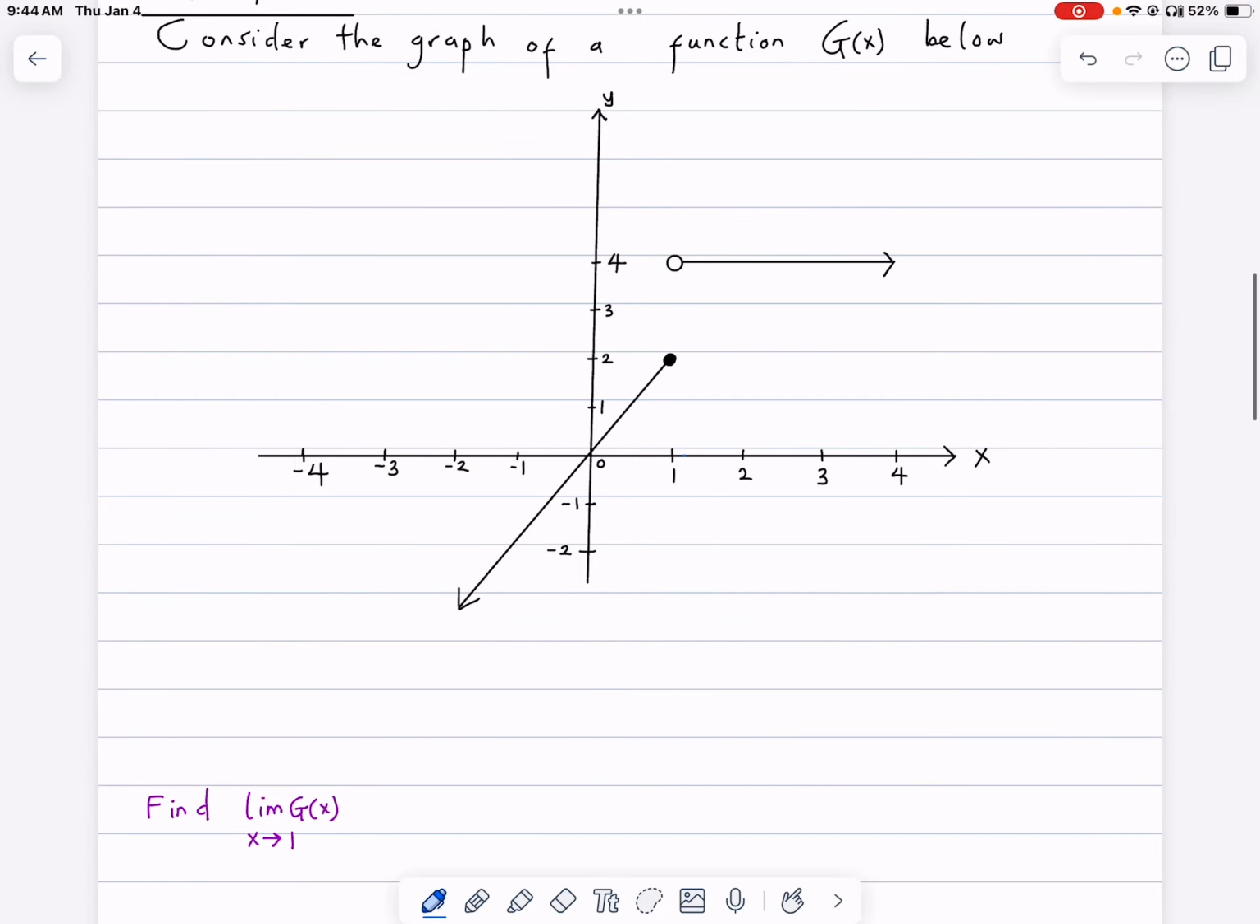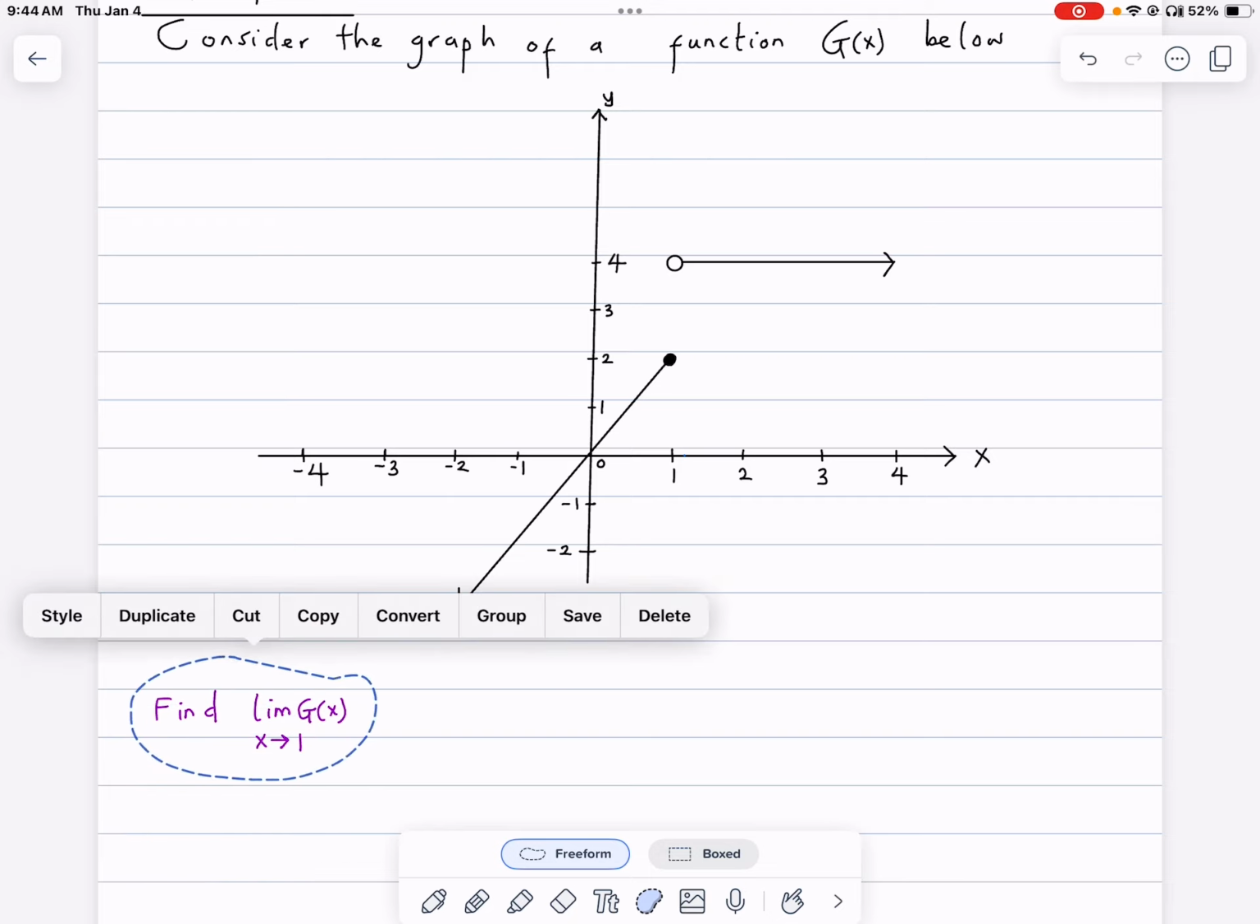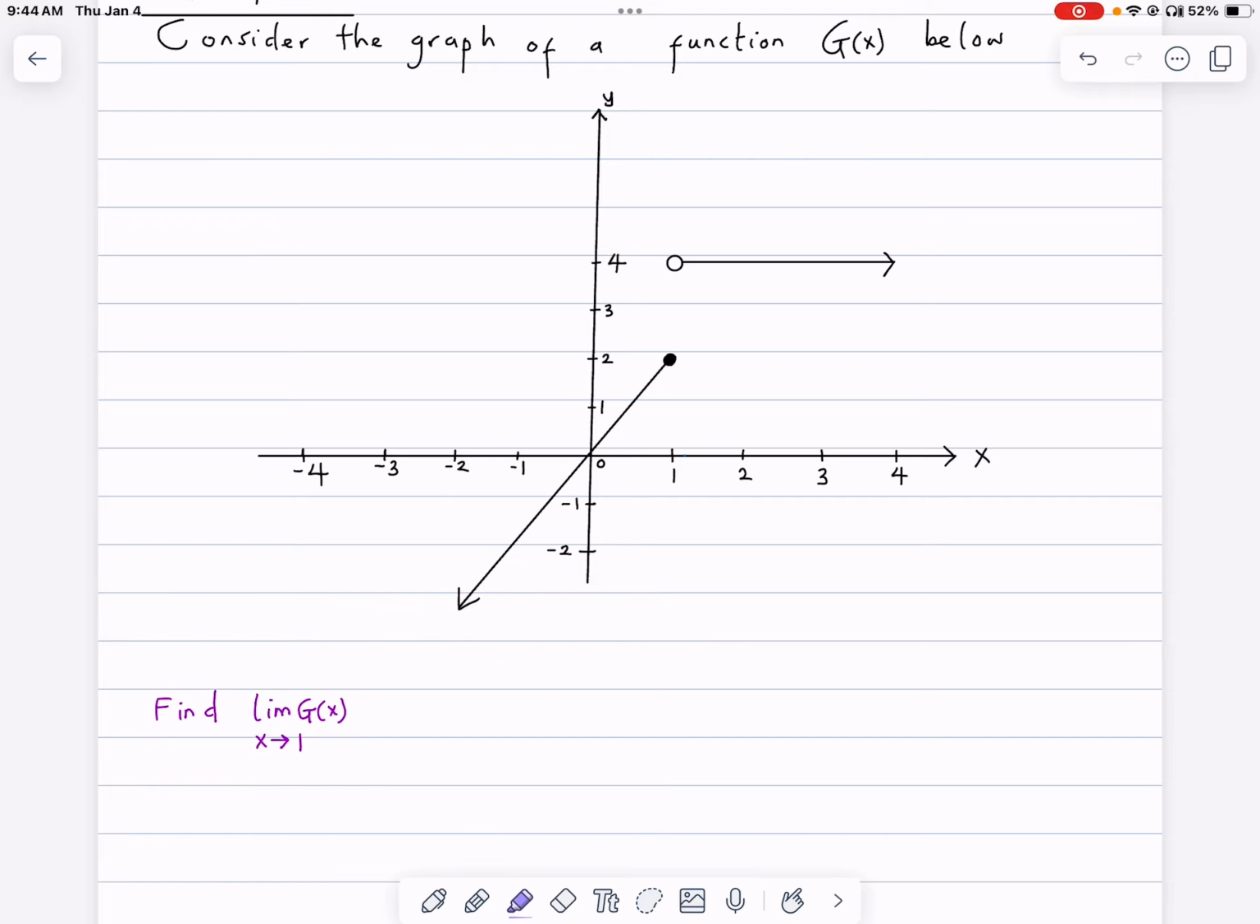For this example, we want to find the limits of the function. I want to find the limits of this function g of x as x approaches 1. So as x approaches 1, we want to find the limit of this function.